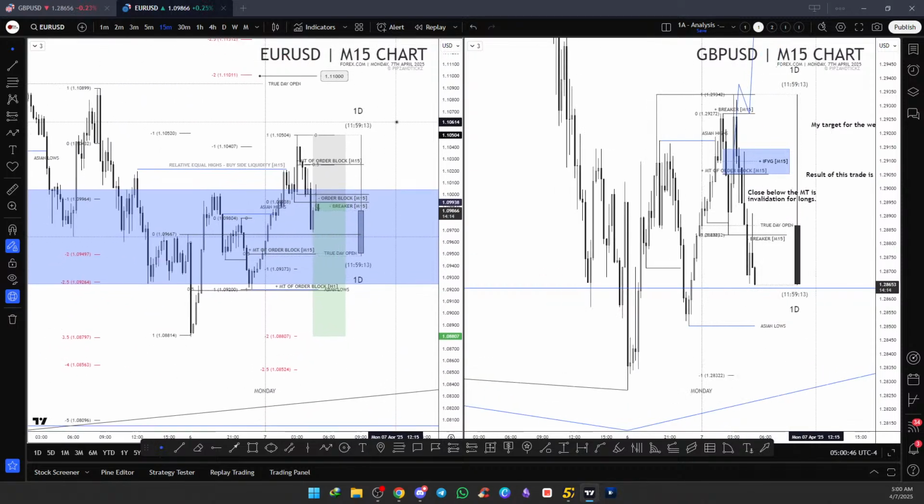Just because the high time frame is bullish, that doesn't mean that we can't be tracking bearish trades here. I see a clear manipulation here that would lead me to 2 standard deviation, and this 2 standard deviation aligns with this low here. So this to me is a high probability trade, so I have taken this.